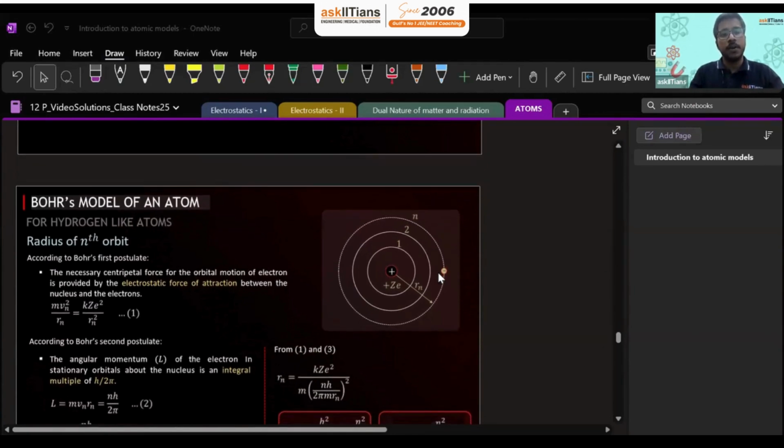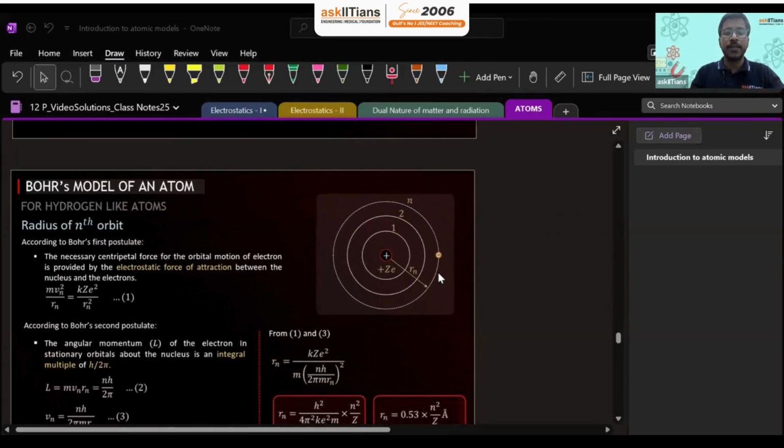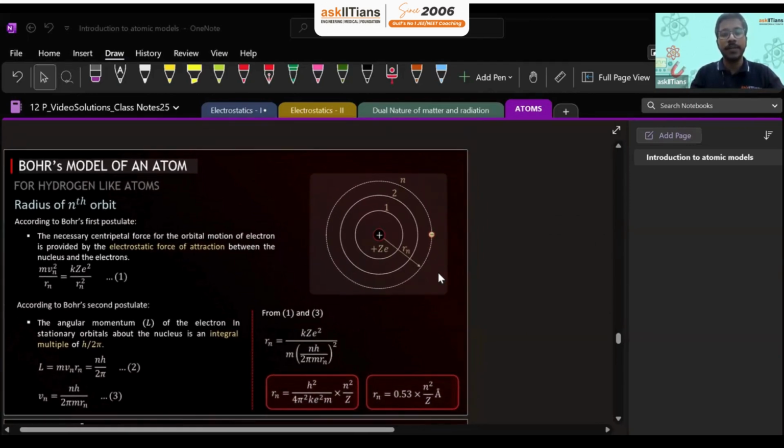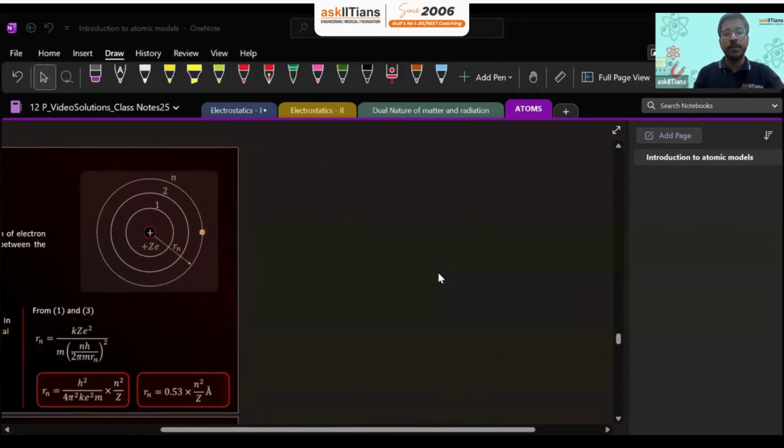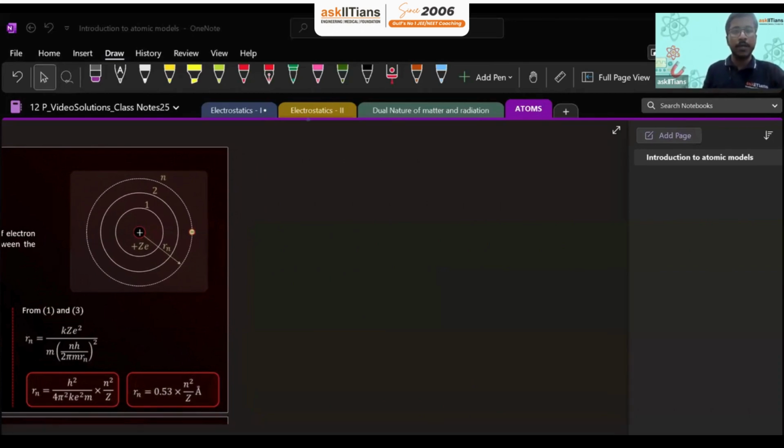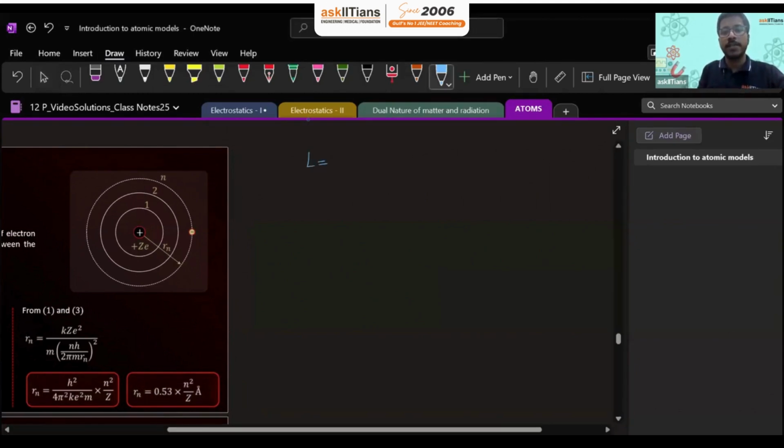All right. So now, in the case of hydrogen-like atoms, how do we find the radius of the nth orbit? We will try to understand that next. We know that angular momentum is quantized. That means it will only have certain specific values, that is, integral multiples of h by 2 pi. And this should be equal to mvr.